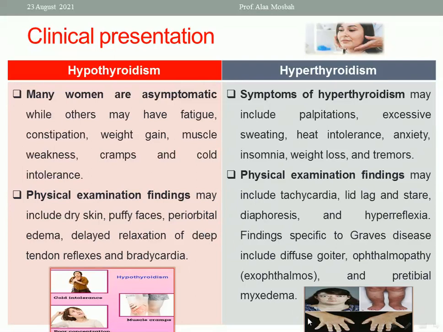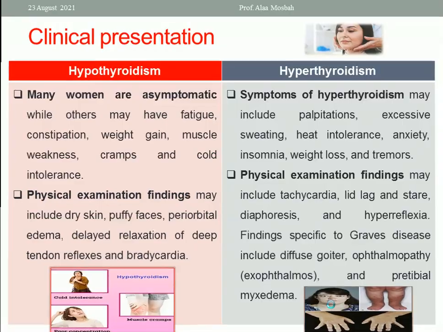Okay, what about hyperthyroidism? Symptoms include palpitation, excessive sweating, heat intolerance, anxiety, insomnia, weight loss, and tremors. As regards the physical examination, it may include tachycardia, lid lag, stare, diaphoresis, and hyperreflexia. Findings specific to Graves' disease, as in this picture, include diffuse goiter, ophthalmopathy, exophthalmos, and pretibial myxedema.